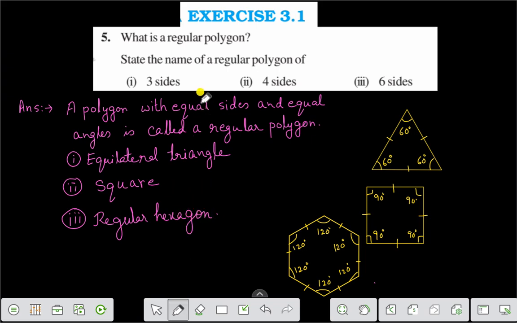Right? Again we are repeating, what is a regular polygon? A polygon with equal sides and equal angles is called a regular polygon. State the name of a regular polygon of 3 sides. If all the 3 sides are same and all the 3 angles are of same angle, that is 60 degree, it is an equilateral triangle. You see, all the sides are equal and each angle is 90 degree, therefore it is a square. Here you see, there are 6 sides and all the sides are same and all the angles are also equal, that is 120 degree, therefore it is known as a regular hexagon.